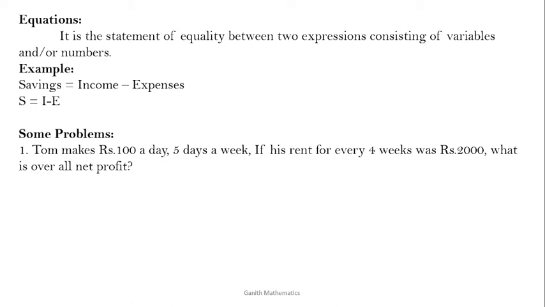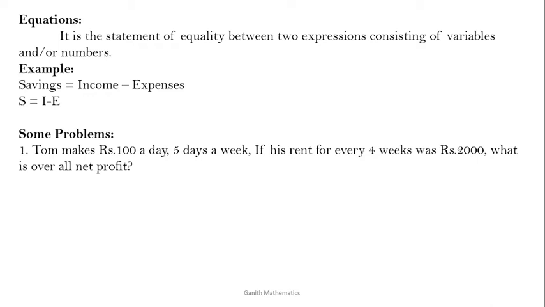Equation. So how do we correlate constants and variables together in an equation? For example, savings and income, and it is related with expenses. Before that, I am going to read the definition. It is a statement of equality between two expressions consisting of variables or numbers. For example, if a person is earning something and he spends some amount on X or Y, then the remaining amount which is in his or her hand is known as the savings.